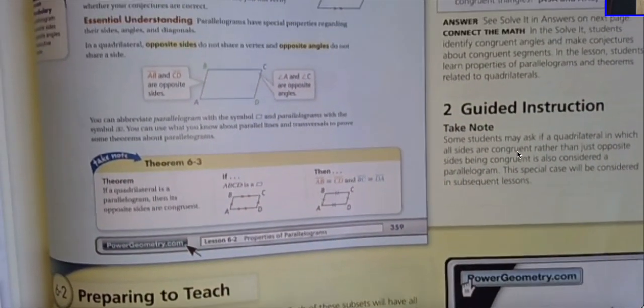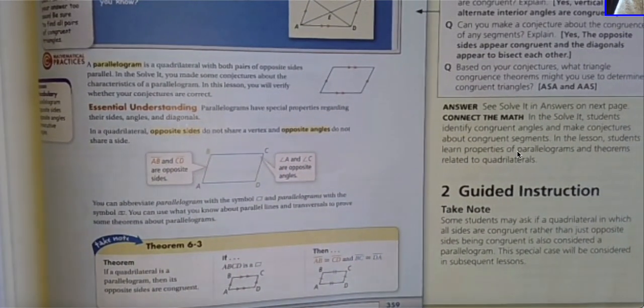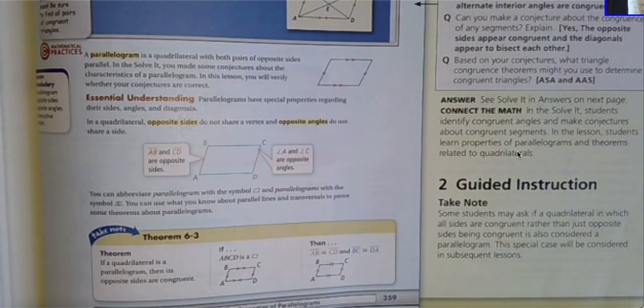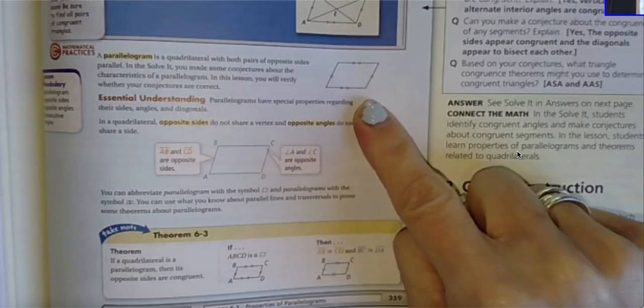Here we go. We're looking at a parallelogram. What is a parallelogram? Where you have two sets of parallel sides, the top and the bottom, and the other two sides, they're parallel. That's a parallelogram. Here's a picture to show you.